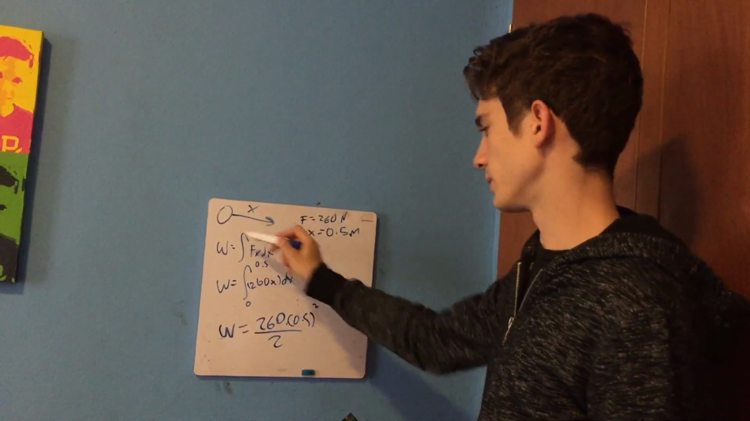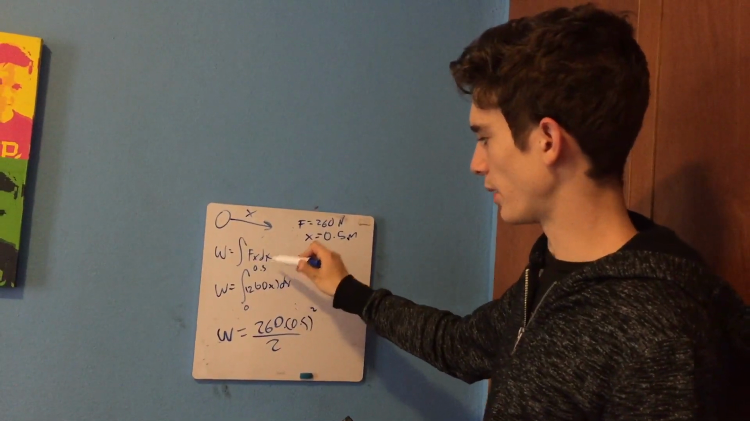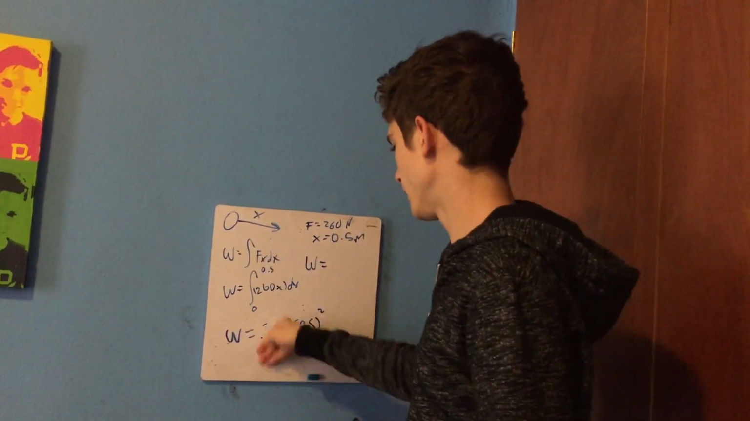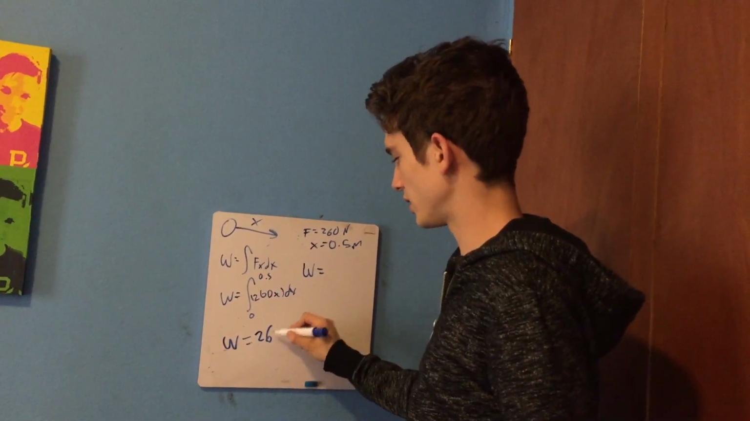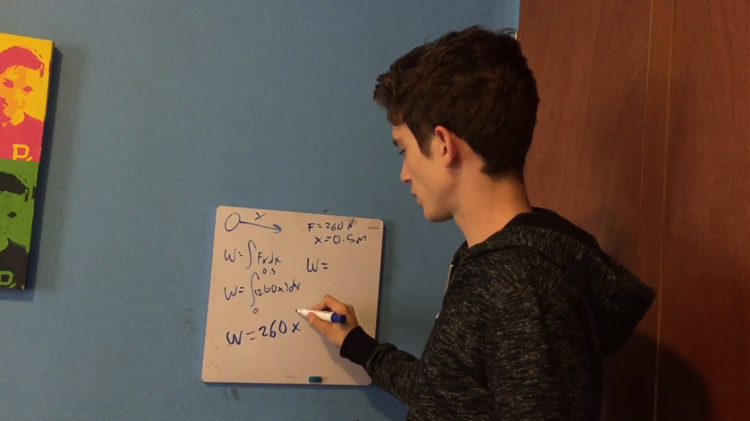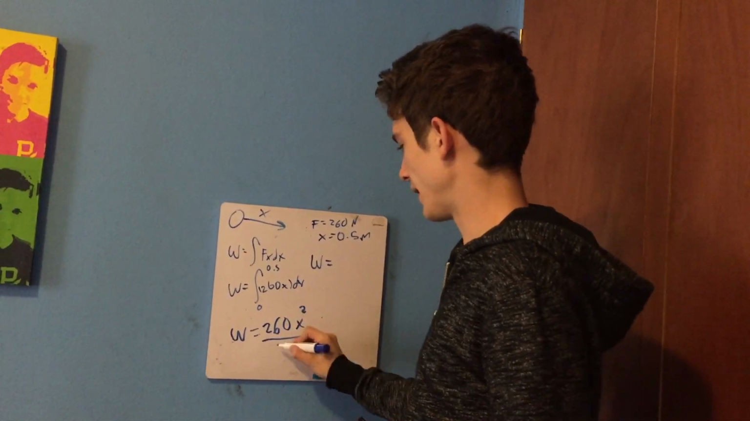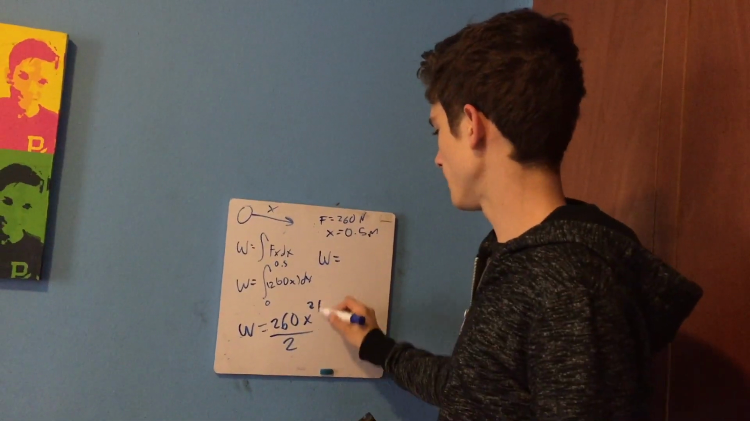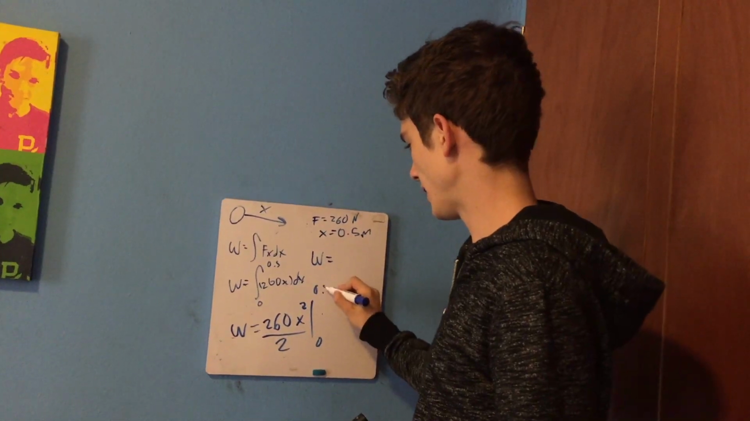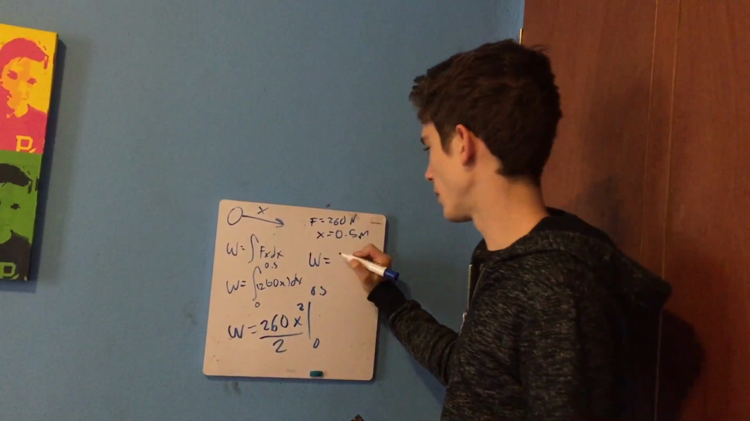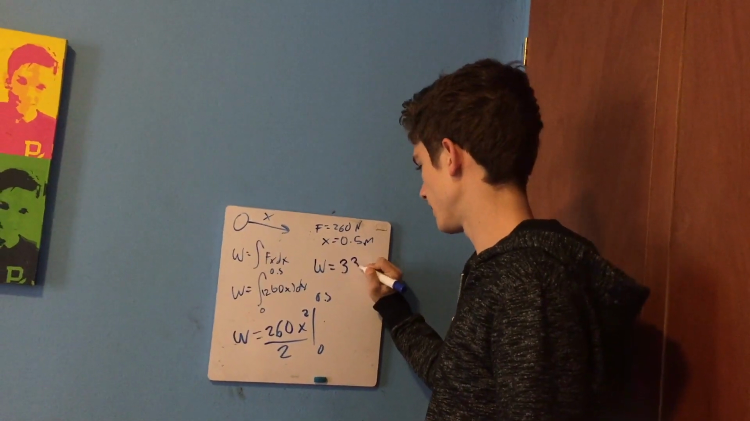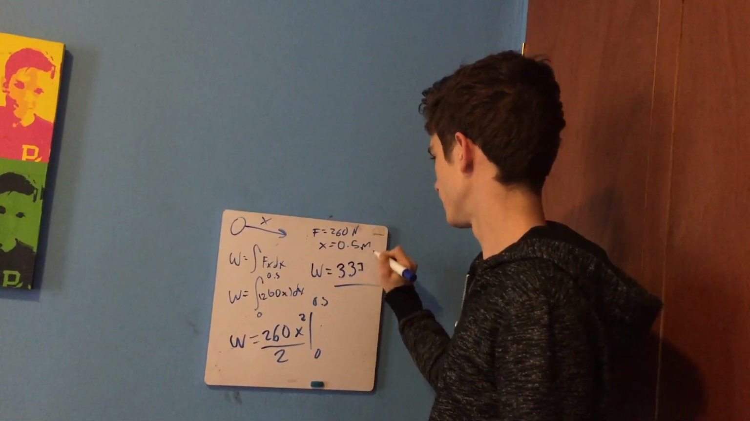So we know that it moves from 0 to 0.5, and when we do our integral, we get over here that we got 260, which is a constant force, times x squared divided by 2 from 0 to 0.5, and when putting this in our calculator we get a work of approximately 33 joules.